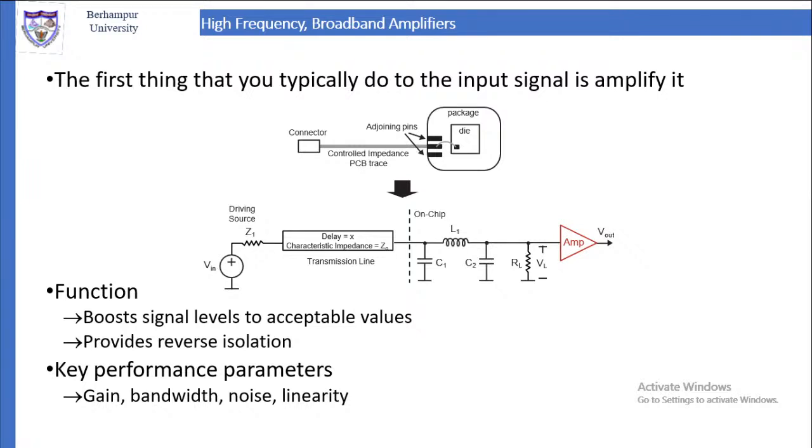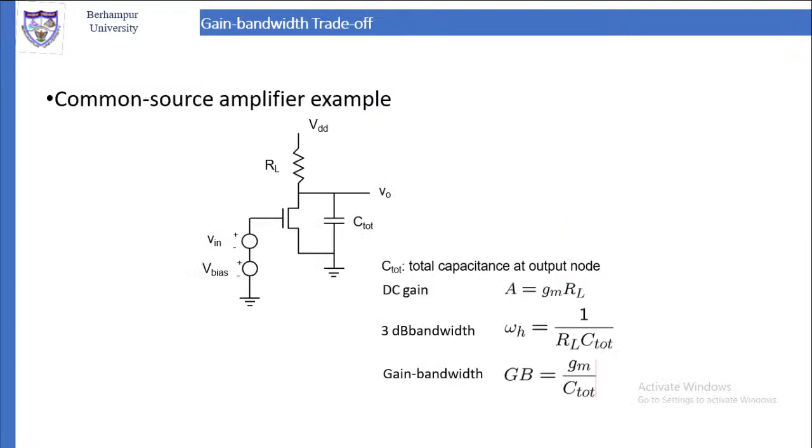What are the parameters of this amplifier? Performance parameters are the gain of the amplifier, bandwidth of the amplifier, noise generated by the amplifier, and linearity of the amplifier. These are the key parameters. We consider the gain bandwidth product. So we'll come to the gain bandwidth trade-off or gain bandwidth product of the amplifier.